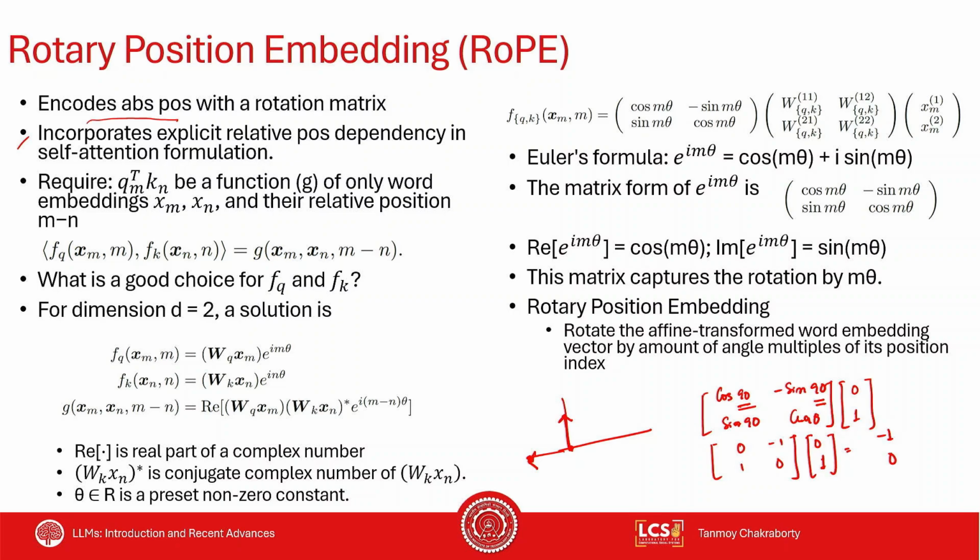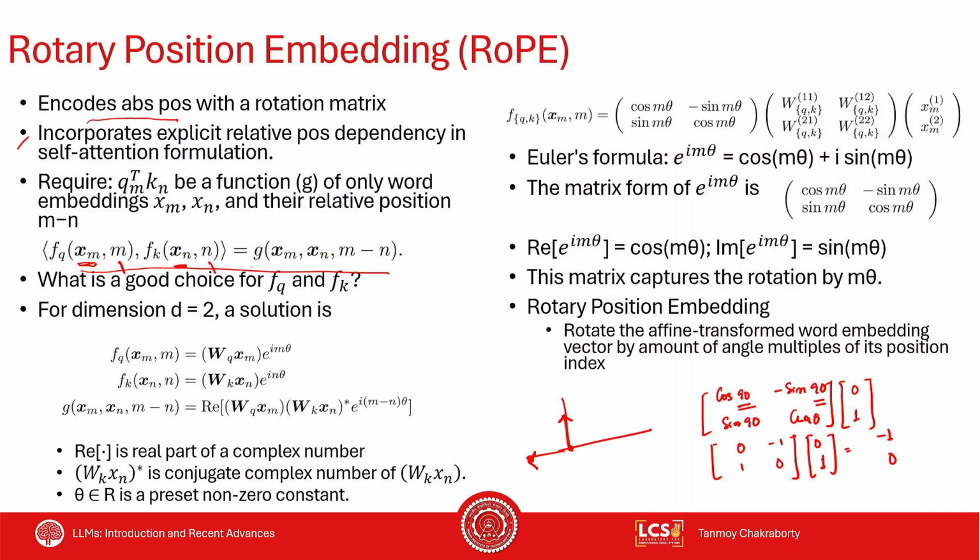Now let's look at the requirement that they considered. What is xm? xm is the query embedding, right? xn is the key embedding, right? m is the query position, n is the key position, right? So they said that I will try to come up with such functions fq, fk and g which will follow this property.